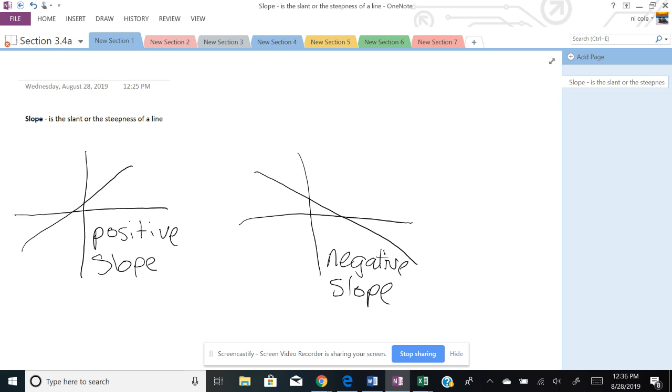We'll talk a little bit more about determining this. You will be able to look at a graph visually and tell me if it's a positive or negative slope, but you will also be able to look at equations of lines and tell me if it's a positive slope or a negative slope.